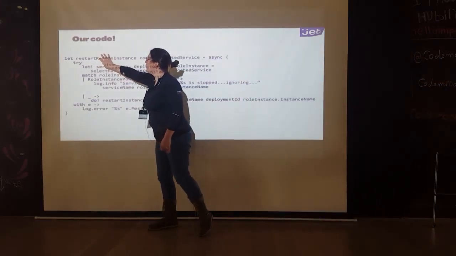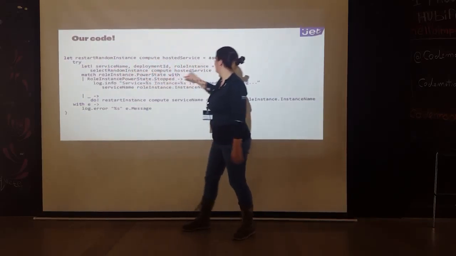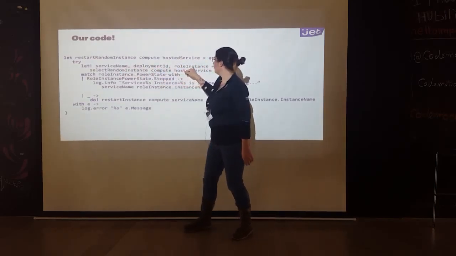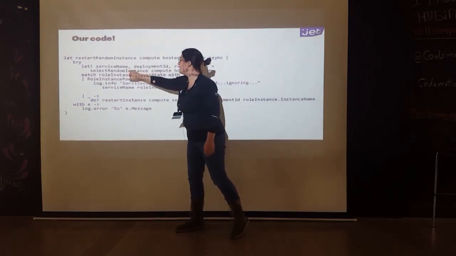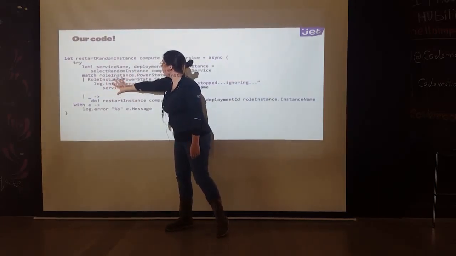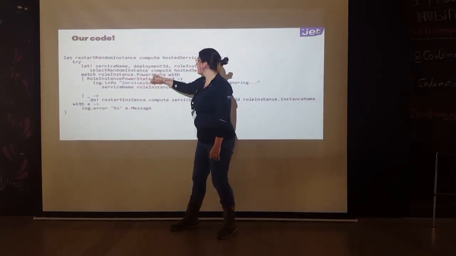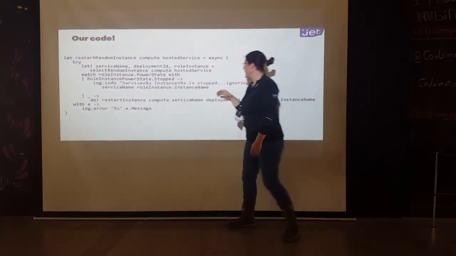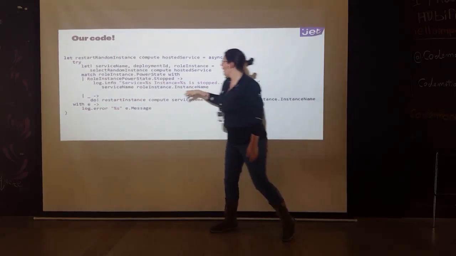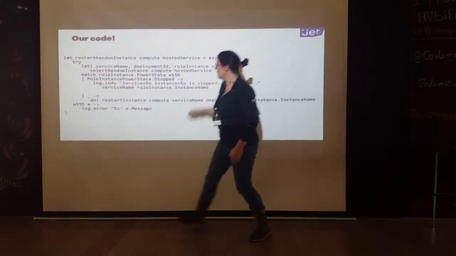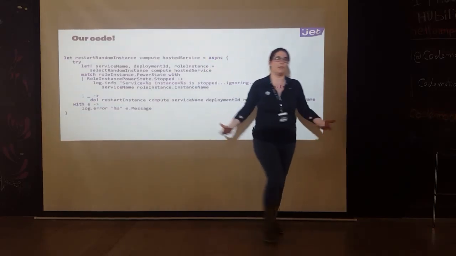And then when we want to restart a random instance, the first thing we need to do is select that random instance. So we have the service name, the deployment ID, and the role instance information that come out of this function. Then here we're doing our pattern matching. This one is a very easy pattern matching. So the power state, if it's stopped, then we just log that. Like, okay, it's already stopped, we're not going to try to restart it, that seems silly. Otherwise, restart the entire instance, and if there's an error, then log that information.